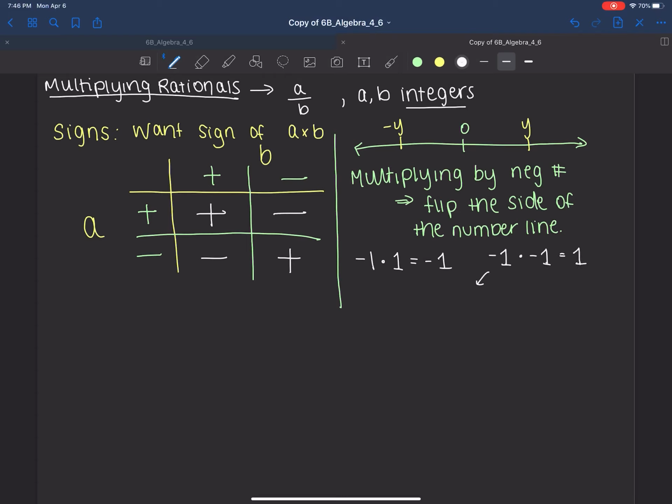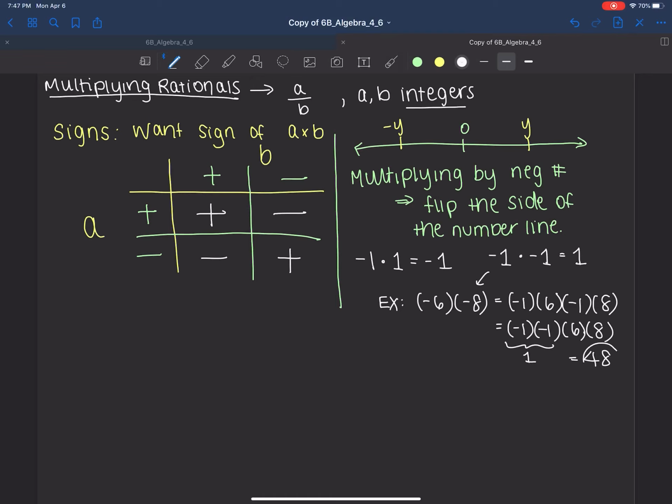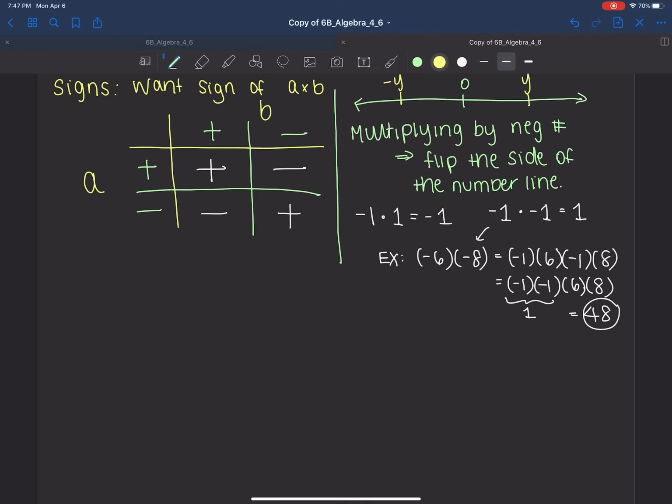So for instance, if we have something like -6 times -8, we can rewrite it instead as -1 times 6 times -1 times 8. And because with multiplication you can move the terms around, we'll talk about this a bit more, we can rewrite it as -1 times -1 times 6 times 8. And these two together equal 1, and we end up with a positive 48. So this is another way to see that minus times minus is positive. Cool.